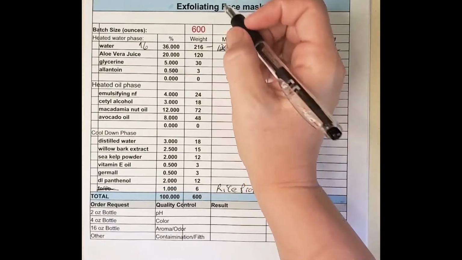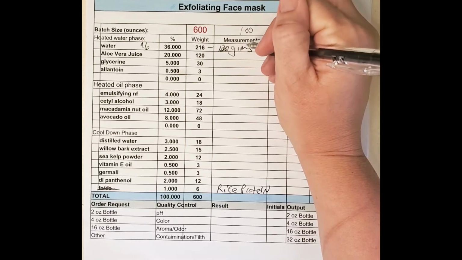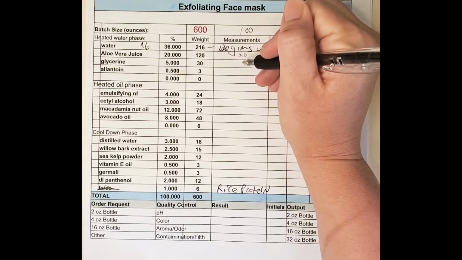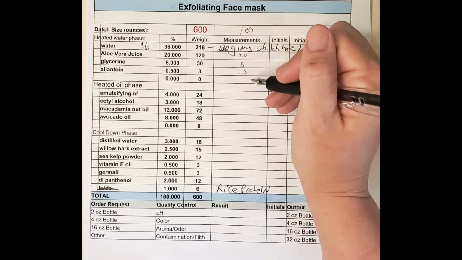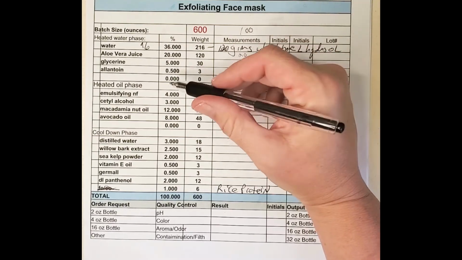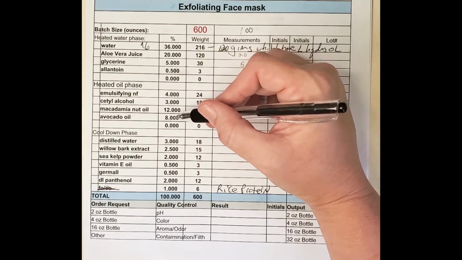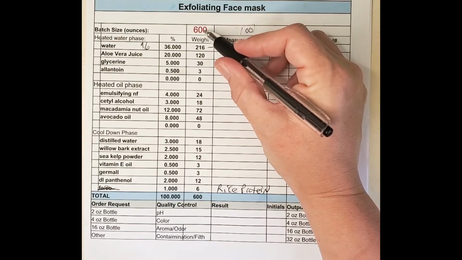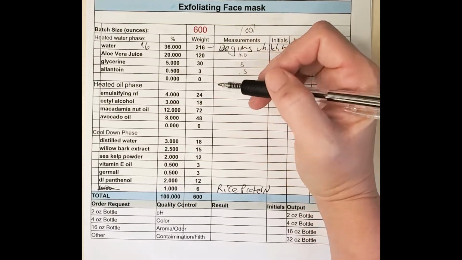Now, if this whole recipe was only going to be 100 grams, like if I was going to do a tester recipe, it would be very easy. It would be 36 grams of water, 20 grams aloe vera juice, 5 grams of glycerin, 0.5 of allantoin. Do you see? The percentage out of 100 is basically the number. Emulsifying wax NF would be 4, cetyl alcohol would be 3, macadamia nut would be 12, and that's for a 100-gram batch, which is plenty for testing. Now this is a 600-gram batch, so basically those numbers are times 6, but this is more accurate.